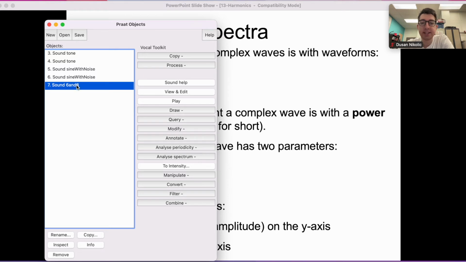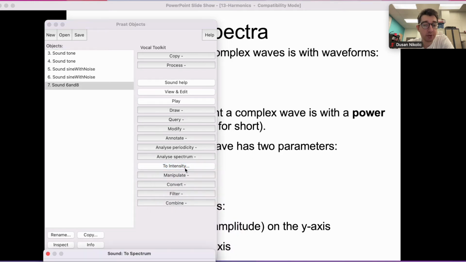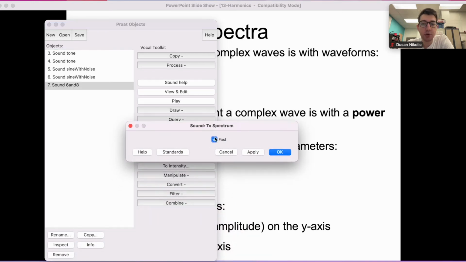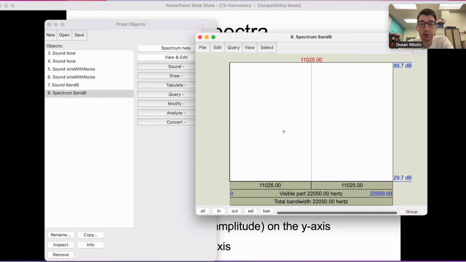To get a power spectrum, you go to Analyze Spectrum, then you go to Spectrum, and you will be shown Sound to Spectrum (fast). You don't want it to be fast, you want it to be normal. You click OK, and the spectrum is here. Now you can view and edit the spectrum, right? And here you go.